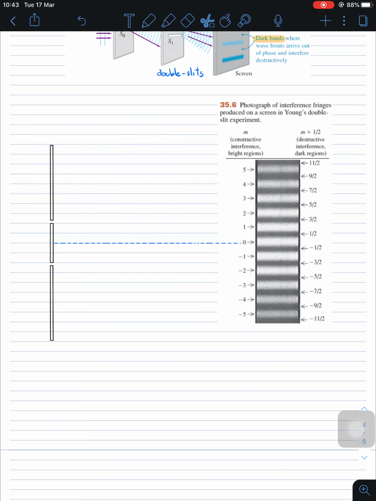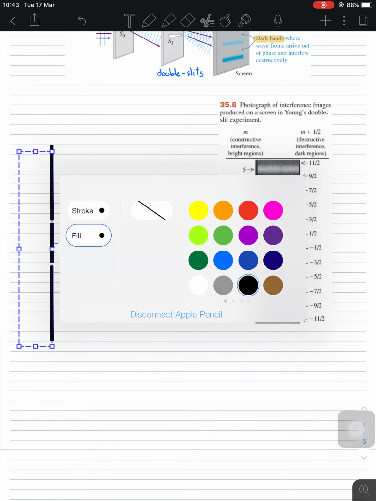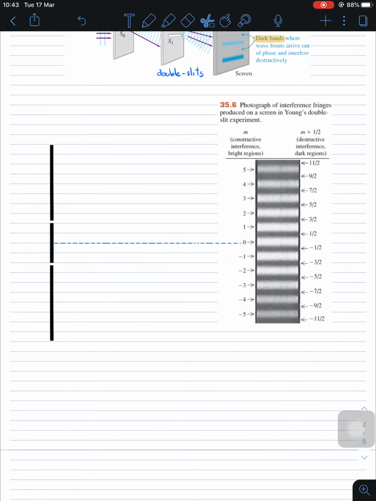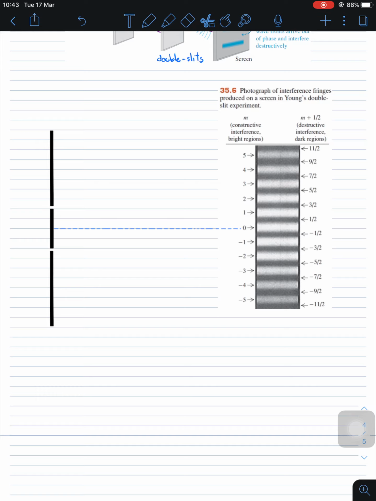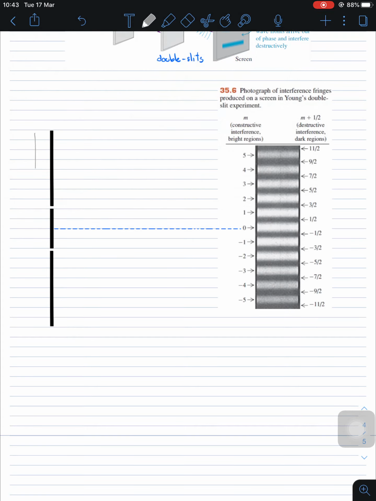Okay, so we have the screen and we have double slits, right? And then if I have the plane wave, you can see that I'm trying to draw that the wavelength is much larger than the size of the slit, right? So we have the wavelength here equal to lambda.